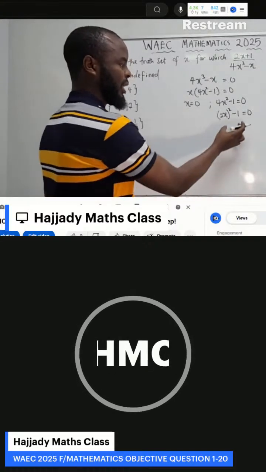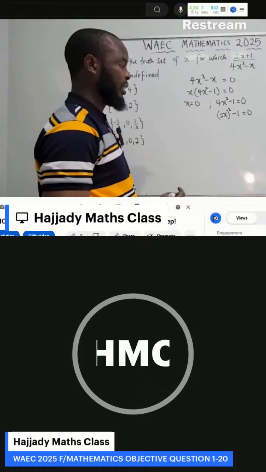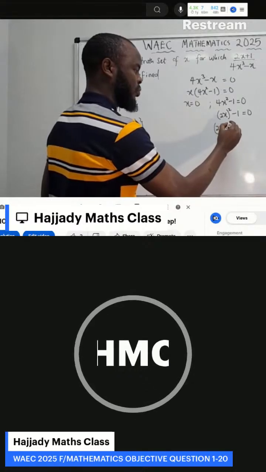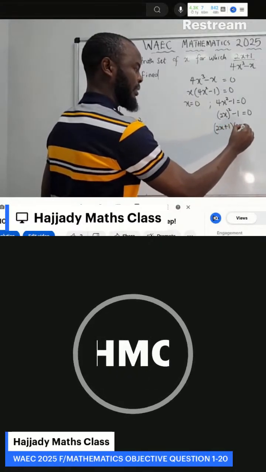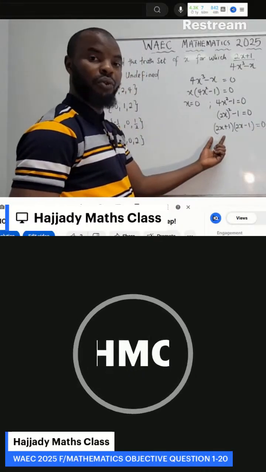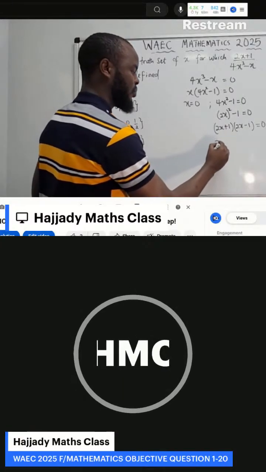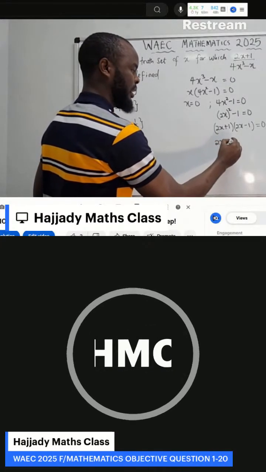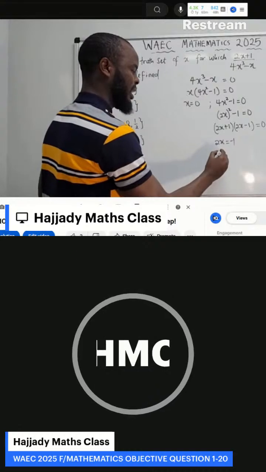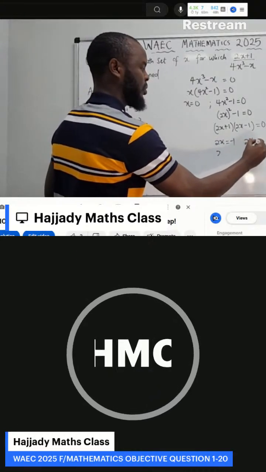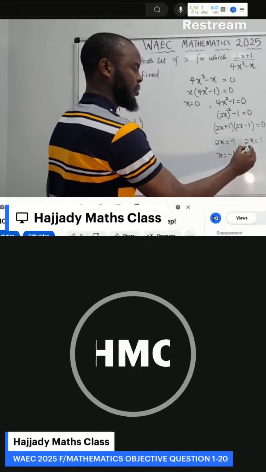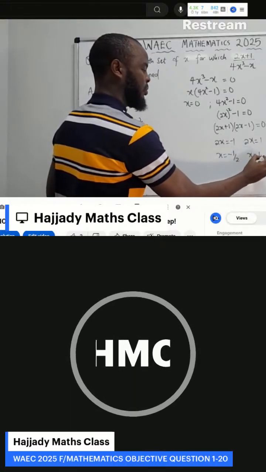Now, to simplify this further, we can use the difference of 2 squares. So using the difference of 2 squares, this is going to be (2x plus 1)(2x minus 1) equals 0. This is the rule of difference of 2 squares. And this can be simplified as 2x equals negative 1 by equating this. And here, this can be simplified as 2x equals 1. So x here is going to be negative 1 over 2, and x here is going to be 1 over 2.